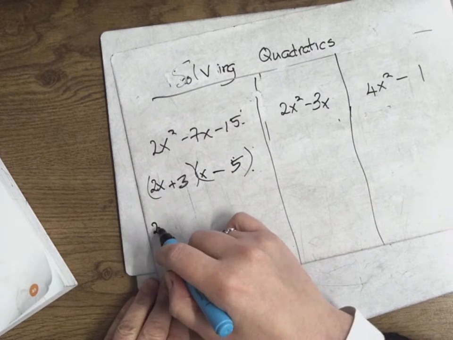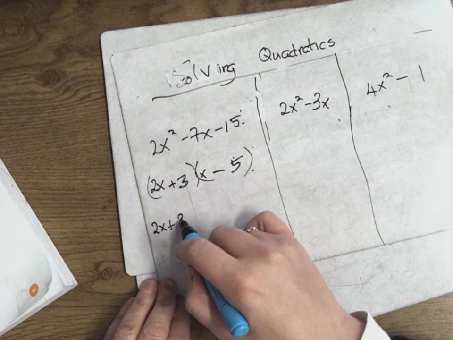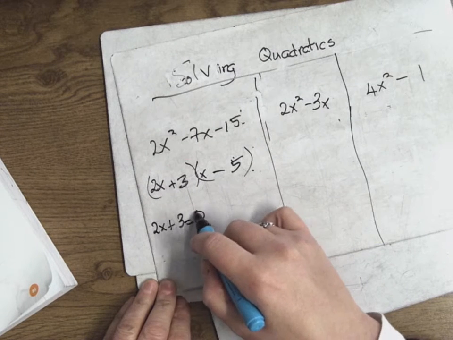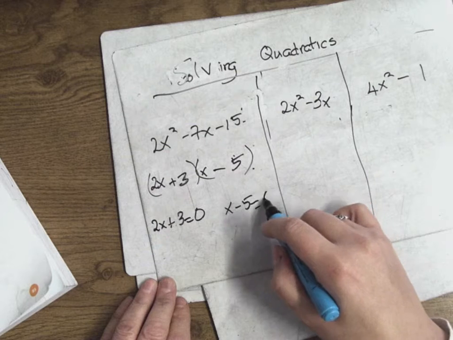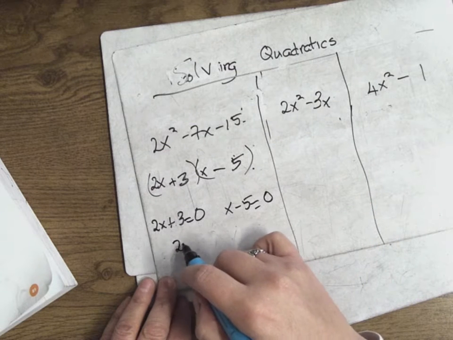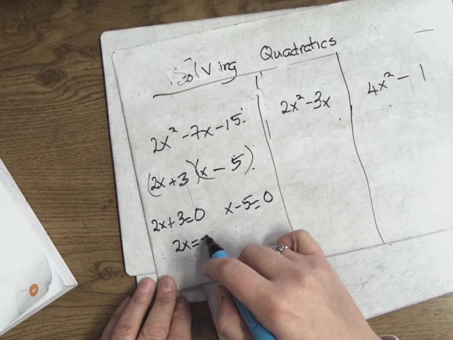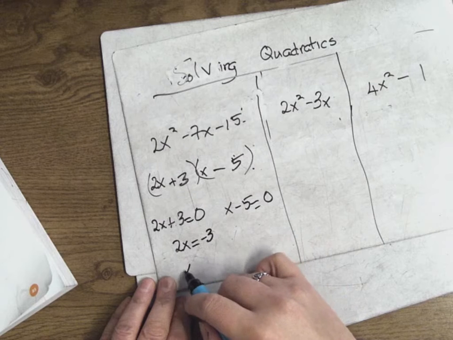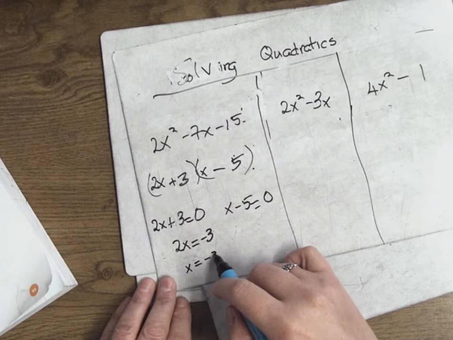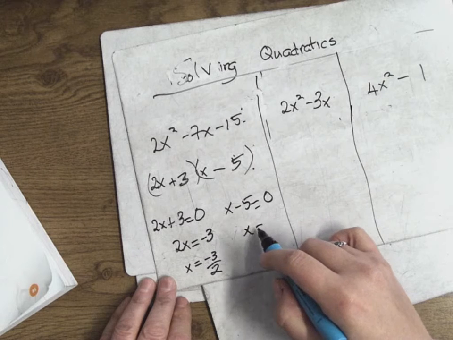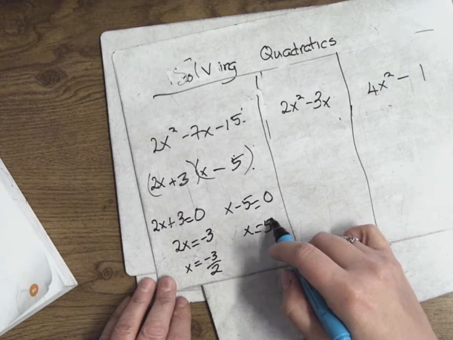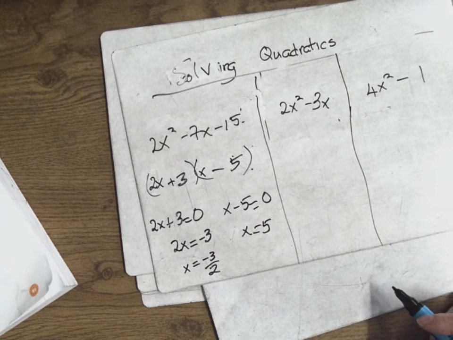So 2x plus 3 equals 0. And the other bracket, x minus 5 equals 0. So we get 2x is equal to minus 3. And then divide by 2, x is equal to minus 3 over 2. Over here, x on this side, minus 5 comes over and becomes plus 5. Now I'm done for solving.